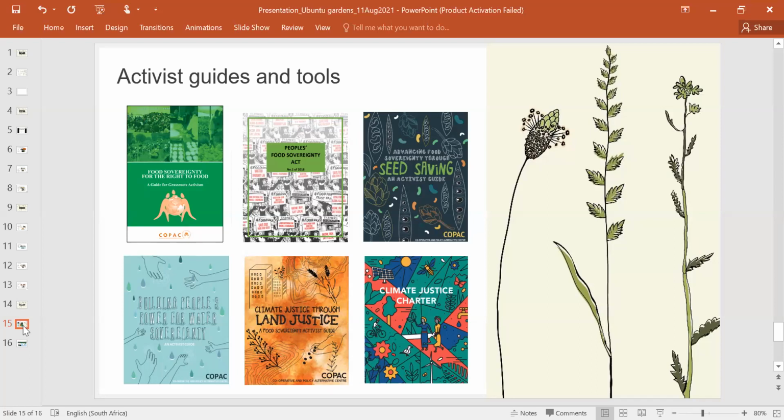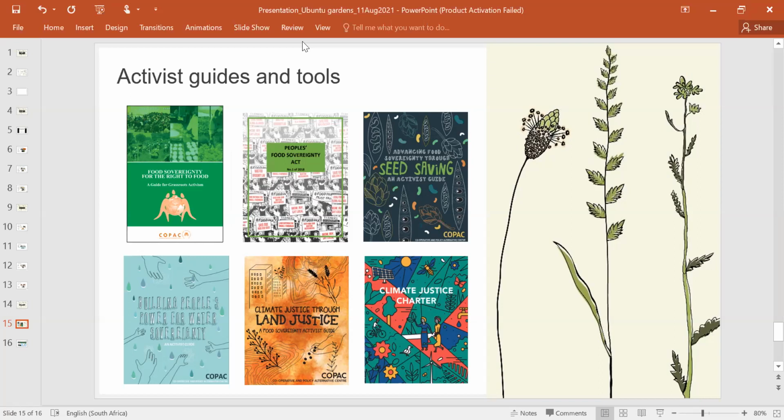Just to mention, these activist guides have been developed from the ground up, with input from different organizations and communities and experts working in that specific field. But they're also tools for you to use to host workshops. The guide gives you instructions on how you as a facilitator can host a workshop on this topic. We've also got our People's Food Sovereignty Act, which was also developed with input from people on the ground. This is about how a food sovereign system should look and all the different principles and laws that should be in place to ensure that we have food sovereignty.